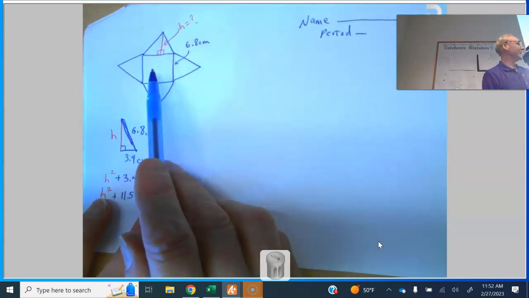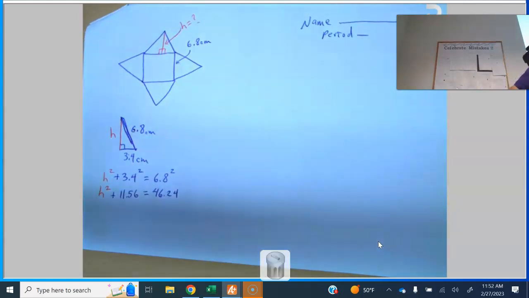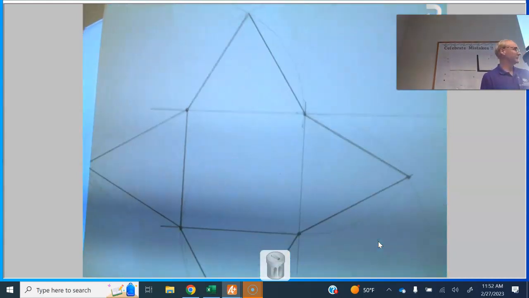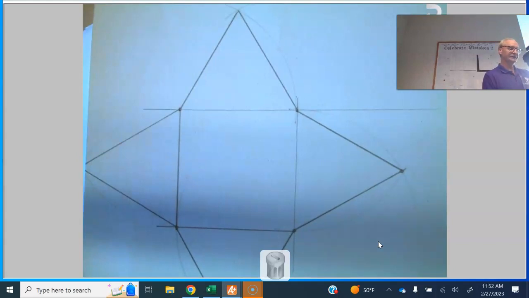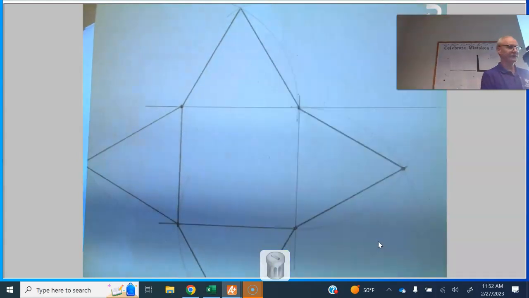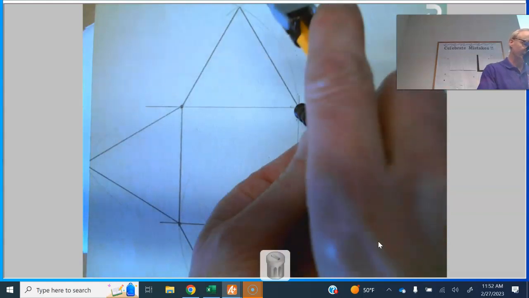This is that same net that we drew on Friday. This was a square pyramid. It looks like this. Notice that all the sides are exactly the same length. I used a compass to verify and to construct this, and we can see that these are equilateral triangles because of the way they're constructed.